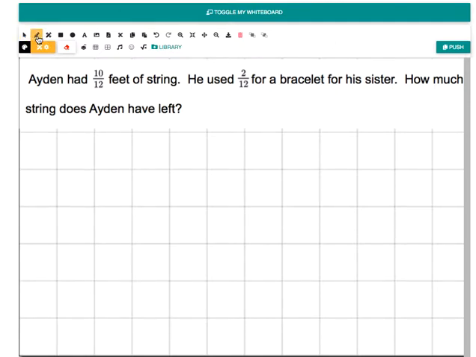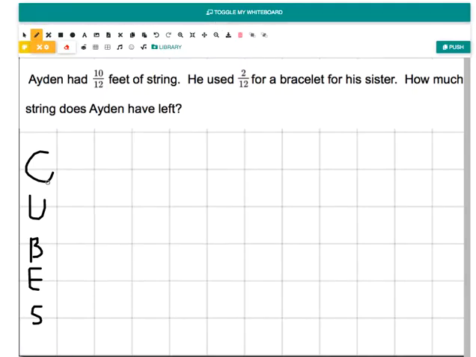So we know that this is a word problem. So just like our regular word problems, we're going to write our cubes down the side because this helps us stay organized and know our steps in our problem. So it says Aiden had 10/12 feet of string. He used 2/12 for a bracelet for his sister. How much string does he have left?